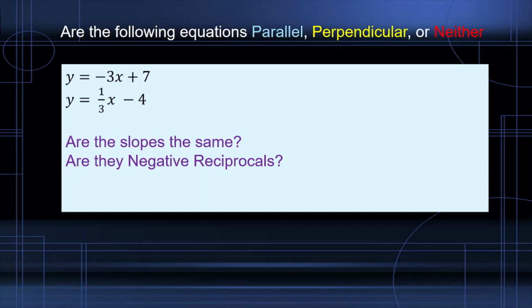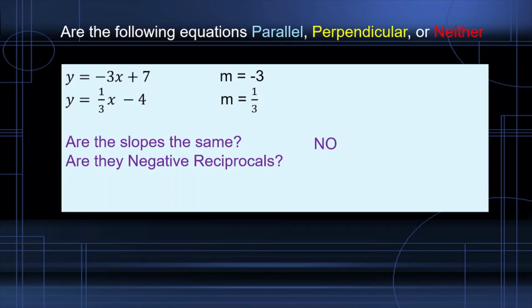All right, so I look at these two equations, y equals negative 3x plus 7 and y equals 1/3 x minus 4. In our first video, we learned that m is the slope. That is the number in front of the x. So are our slopes the same? Well, the first one we have a slope m equals negative 3. Second one we have m equals 1/3. No, these slopes are not the same.